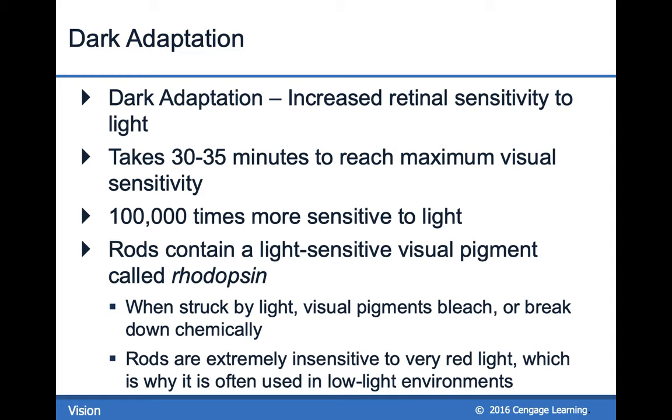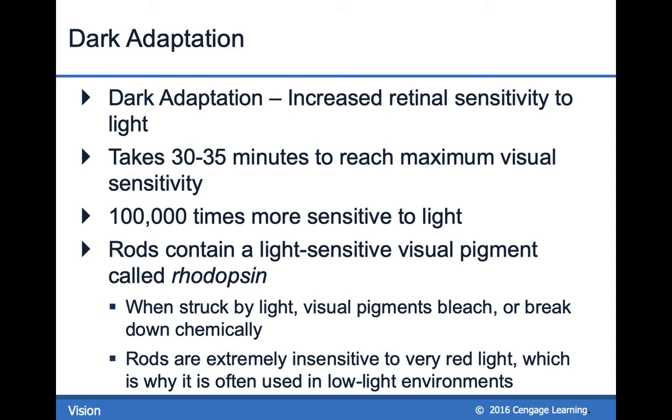Our eyes can become 100,000 times more sensitive to light with this dark adaptation. The rods contain a light-sensitive visual pigment called rhodopsin. When it's struck by light, the visual pigments begin to bleach and break down chemically. And again, our rods are extremely insensitive to red light. So if you ever need to use a flashlight to go out into the forest and you want to go stargazing, use a red light.